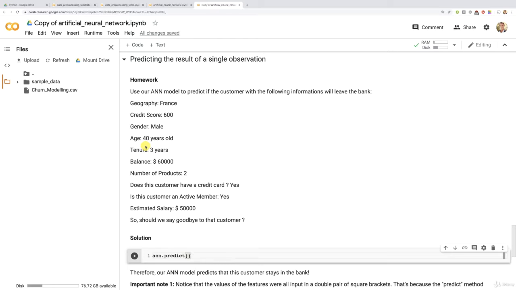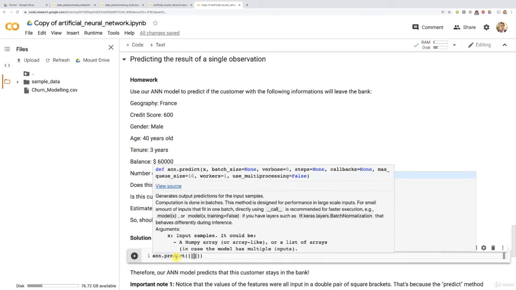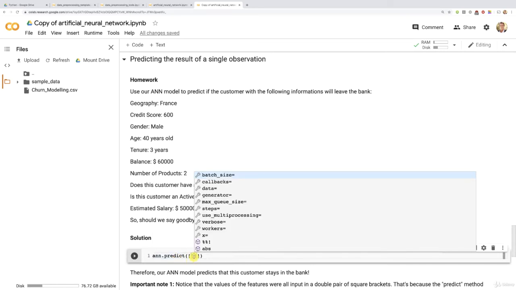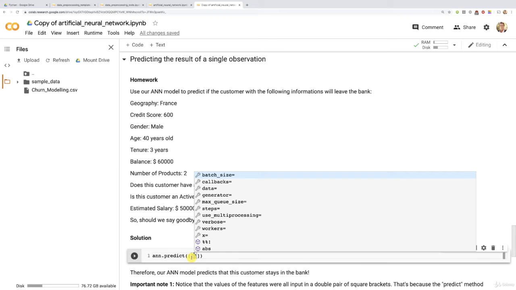Let's start with the most essential one, which is the double pair of square brackets, right? It's very important to remember that any input of the predict method must be a 2D array, whether it is the test set, to predict an ensemble of outcomes for an ensemble of observations, or whether it is a single prediction. Well, anything has to be in a double pair of square brackets, which therefore makes a 2D array. Basically, the format expected by the predict method is always a 2D array. Okay, so that was the first thing.